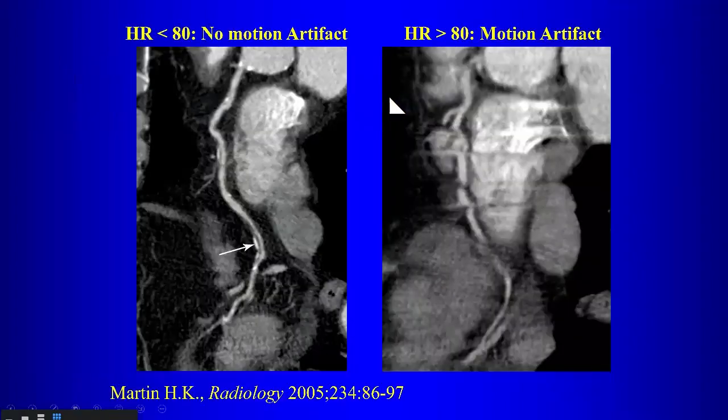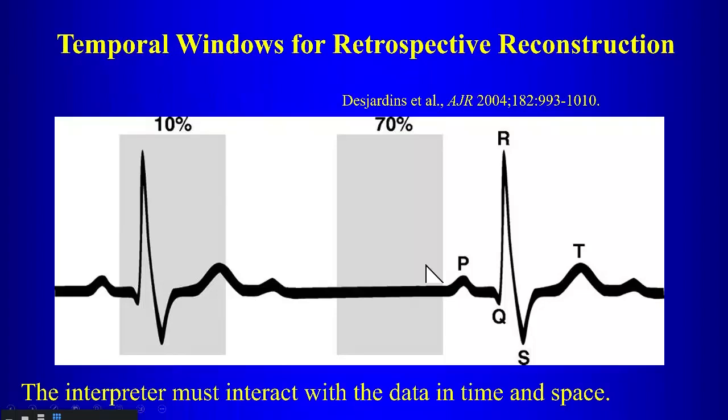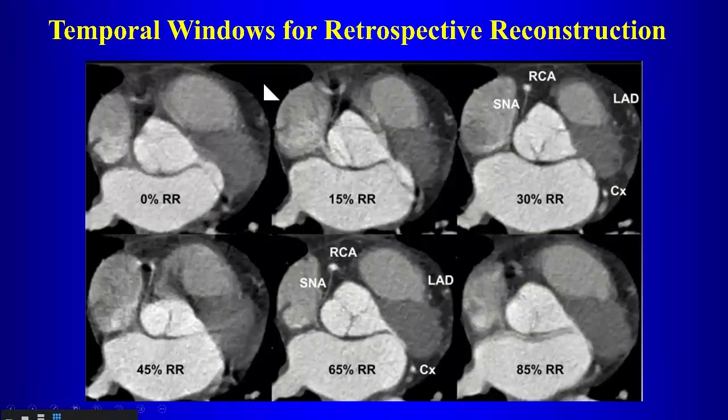You would prefer to bring the heart rate down. So this is what happens with a low heart rate, very little motion artifact, and as the heart rate gets higher, then you get a lot of motion artifact, and it can make the study non-diagnostic. Also, arrhythmia gives you motion artifacts in your images and can make the study non-diagnostic. Usually, we reconstruct our images when we're looking at the coronary arteries at 70% of the RR interval. But if you have data from other portions of the cardiac cycle, you may want to use that also in terms of reconstructing your data.